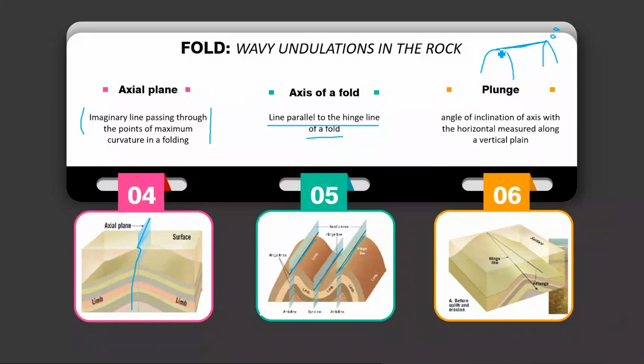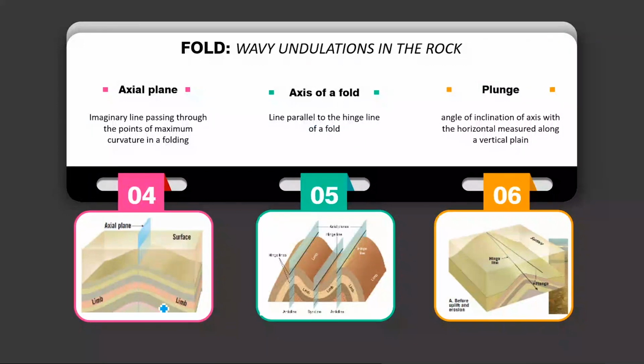But when I see another fold which is having a dip, making an angle with the horizontal, the axis of the fold is having an inclination of any angle theta. So this angle is called a plunge. So whenever we see a fold, if the fold axis is horizontal, we call it a non-plunging fold, and if the fold axis is inclined, we call it a plunging fold.